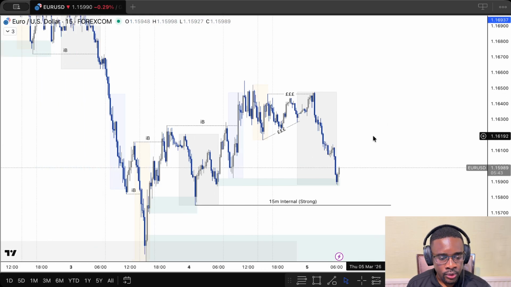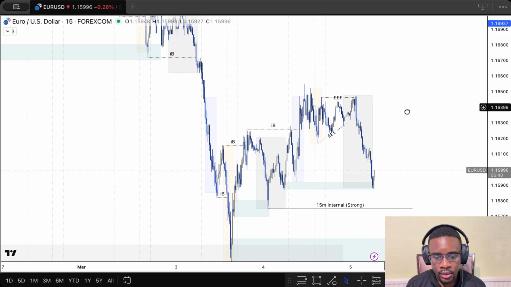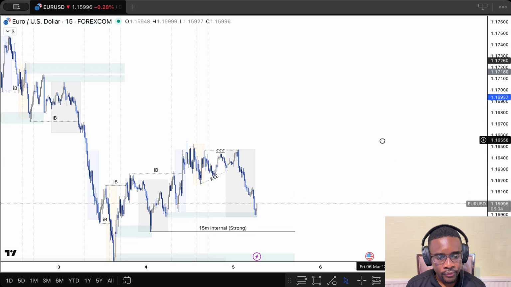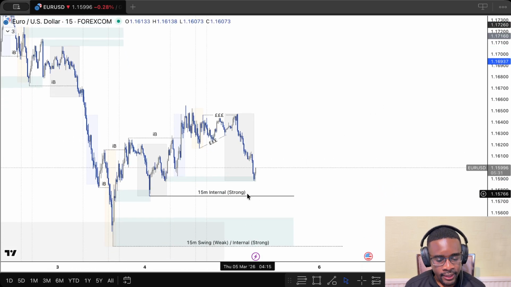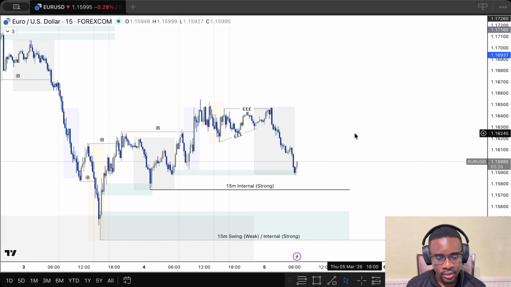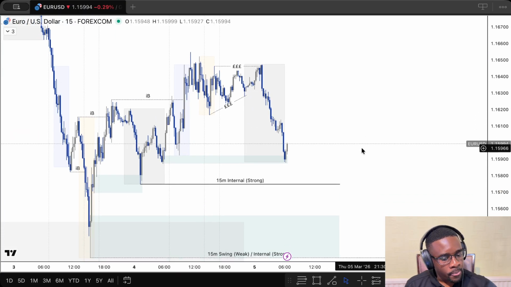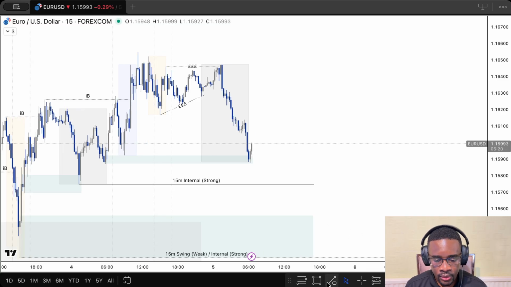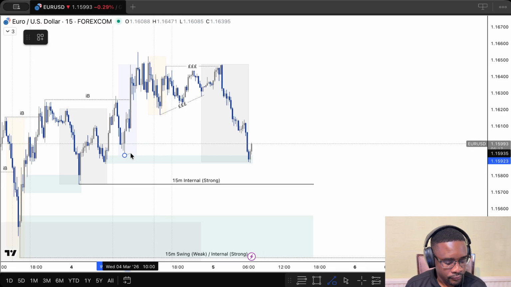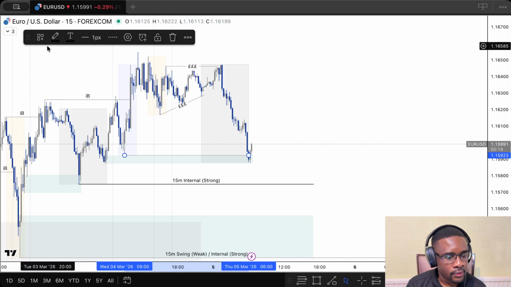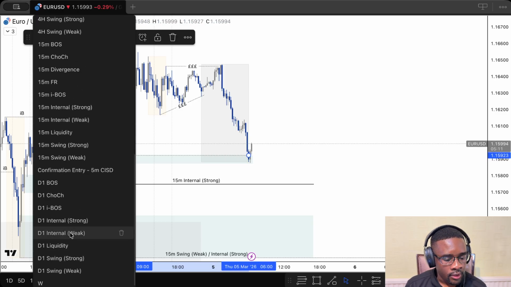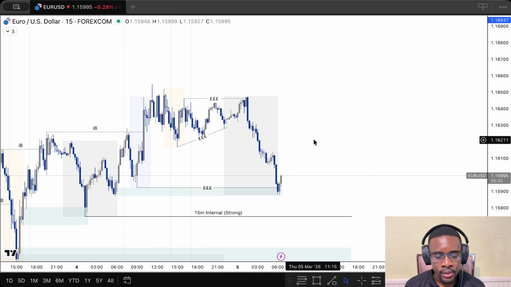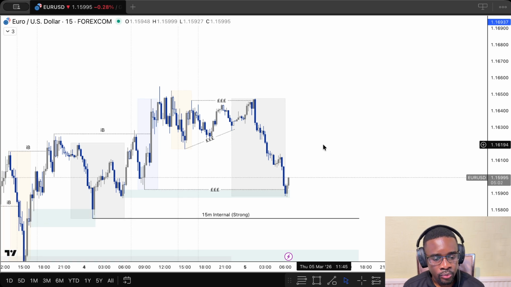So what can we look for? Clearly, from a swing perspective, we are bearish. Internally we are bullish. So I will be focusing possibly on following the internal trend, if I get anything on my entry time frames that is supporting that price will continue bullish.